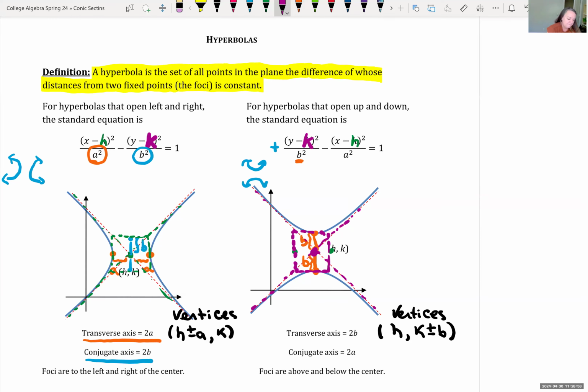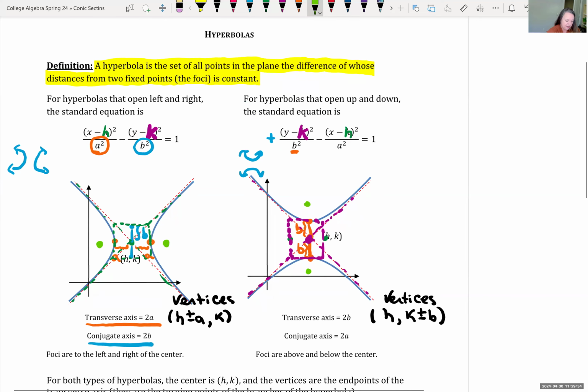Foci for the hyperbola are, again, not on the perimeter of the graph. The parabola shapes are facing towards our foci, so we're going to have two foci. If I continued my transverse axis, the points would be here, and I'm going to either add or subtract C from my center to get these foci.